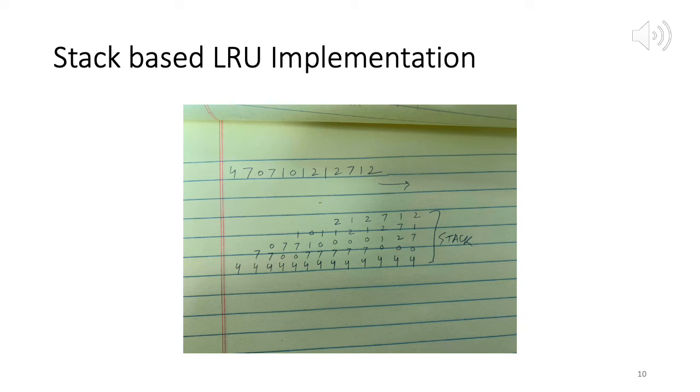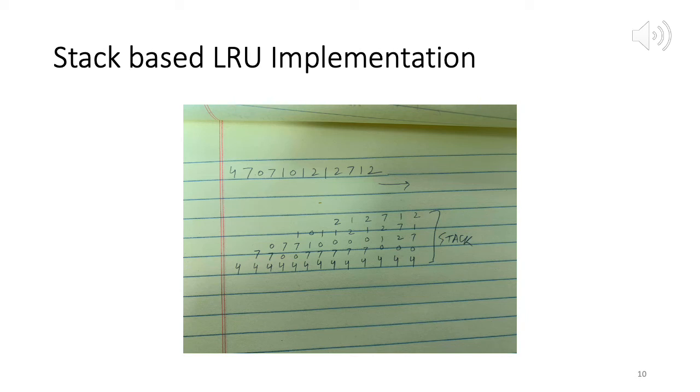Now I am on slide number 10, and here we show an illustration for the stack-based LRU implementation. Remember, on the top we have the references to pages. We're looking at it from left to right. Access page 4, followed by 7, then 0, 7, 1, 0, 1, 2, 7, 1, 2. These are all accesses to pages, given with their page numbers from left to right.